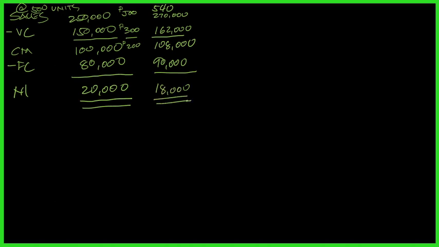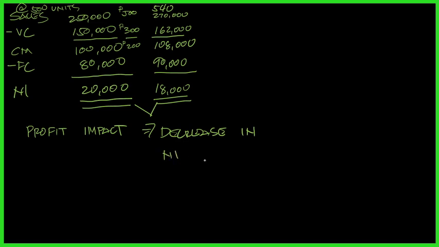Why am I showing you this? Take note, it's asking for the profit impact. The common error here is that the student will answer, Sir, 18,000. 18,000 is the profit, but the impact will be a decrease in net income by 2,000 pesos.